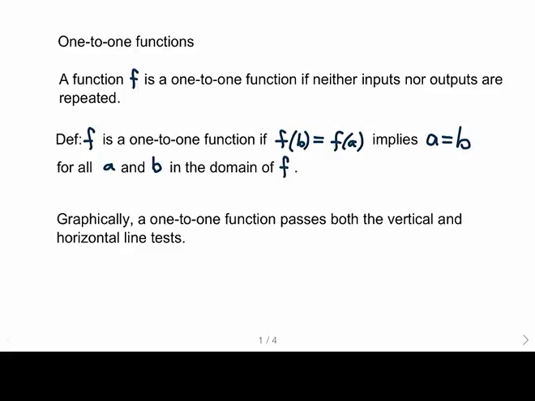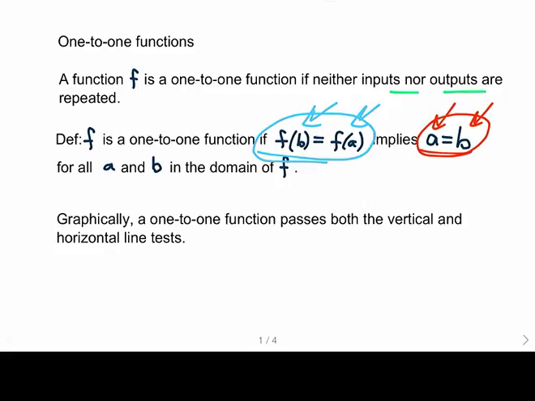Let's look back at the definition that we just saw. F is a one-to-one function if f of b equals f of a implies that a equals b for all numbers in the domain. What this is saying is if you have two outputs that happen to be equal, it must be the case that the two inputs actually were equal. And so for a one-to-one function, we won't have two inputs that go to the same output. That's what's meant up here where it says neither inputs nor outputs are repeated.